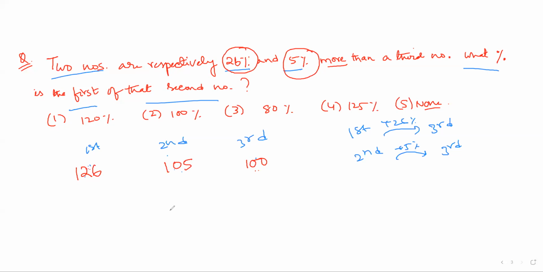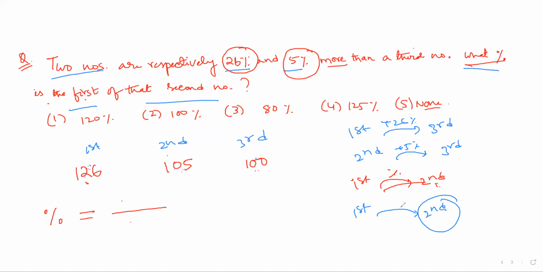Now, the question is: what percent is the first of that second? First with respect to the second. So what is the required percentage? The first compared to the second. So the numerator is the first and the denominator is the second. Second value is 105 and the first is 126, and then into 100. Cancel out and you will get something.